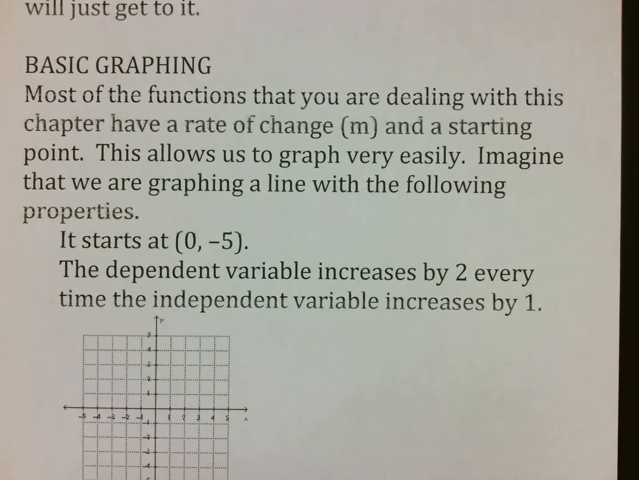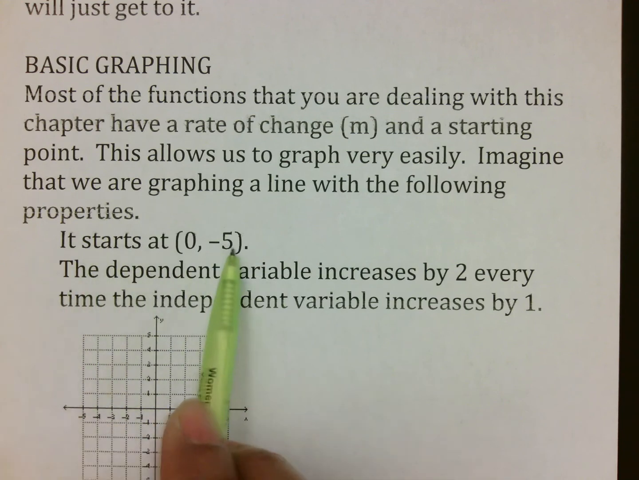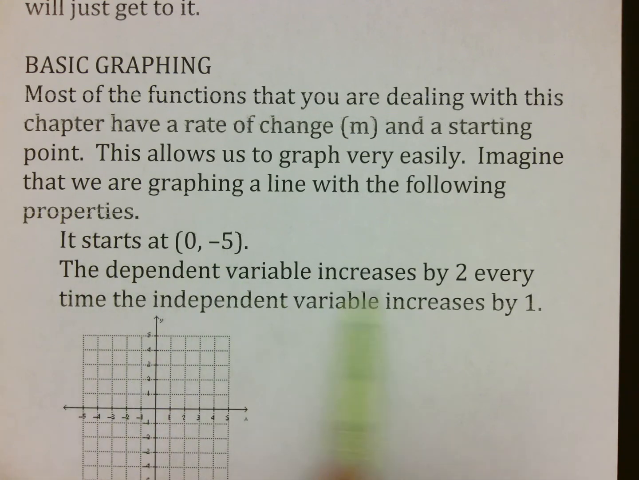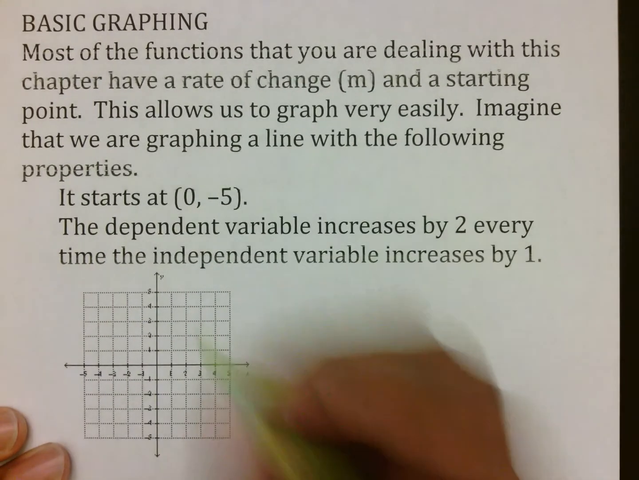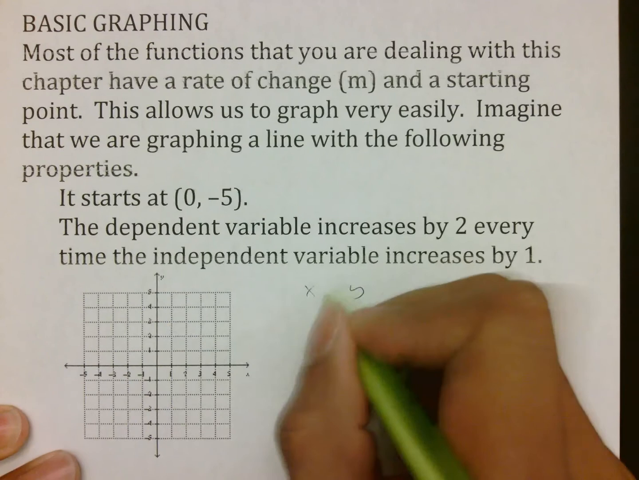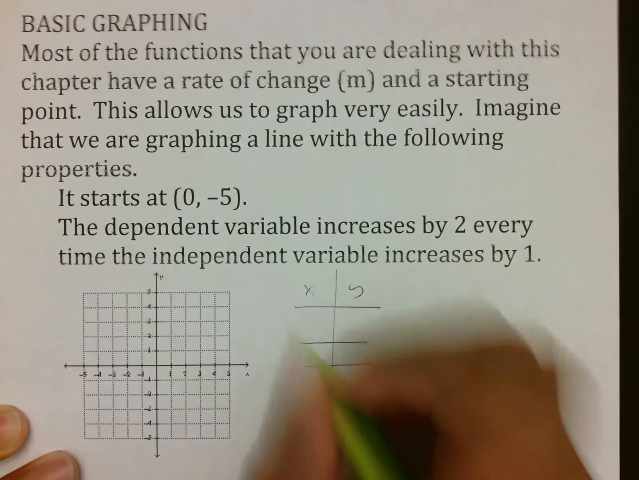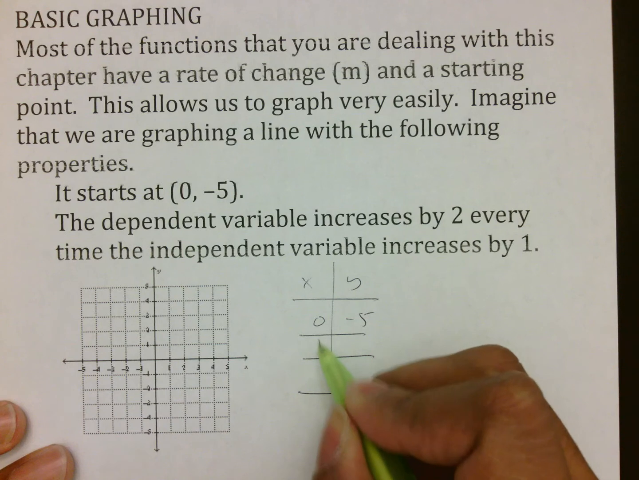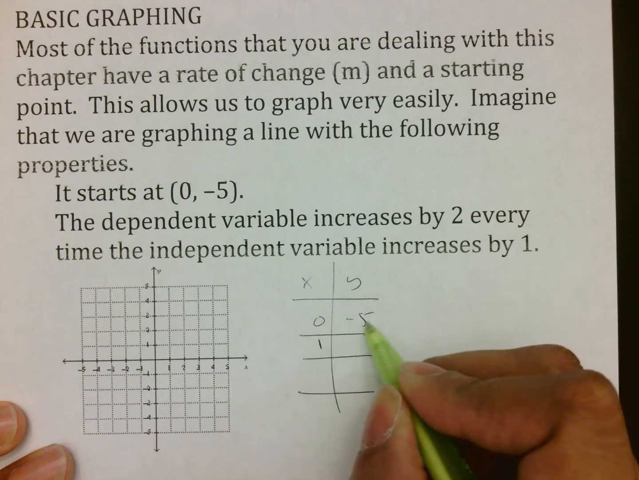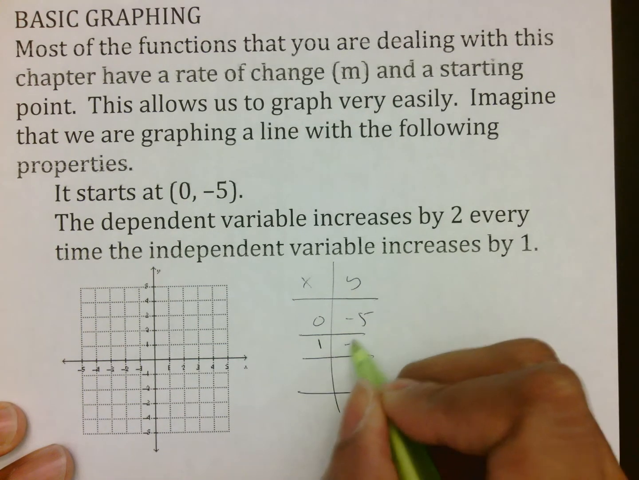Imagine that we are graphing a line with the following properties. It starts at 0, -5, and the dependent variable, which is y, increases by 2 for every time the independent variable increases by 1. So what that means is that if I were to look at a table here, 0, -5, the independent variable increases by 1, the dependent variable increases by 2, so that would be -3.